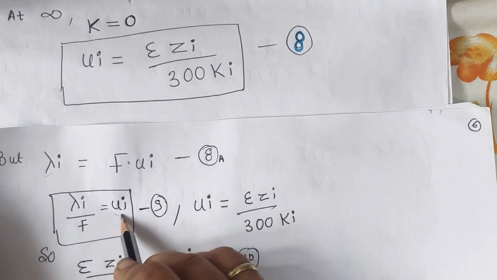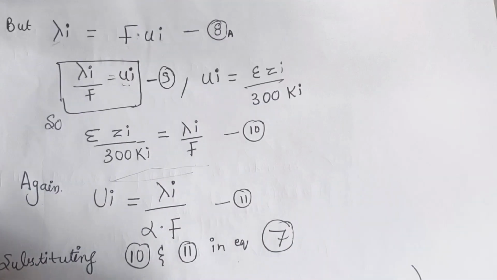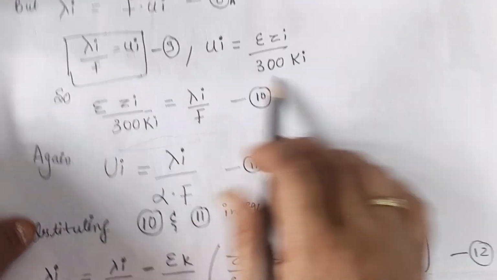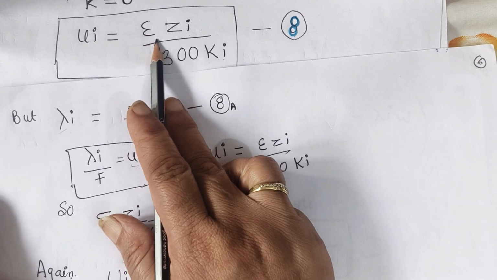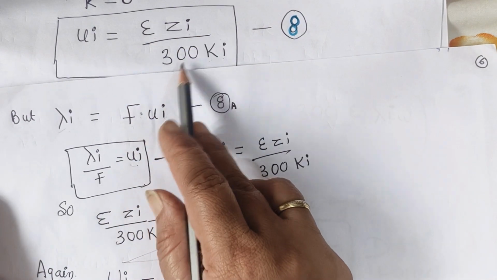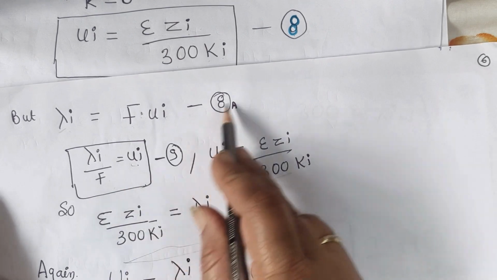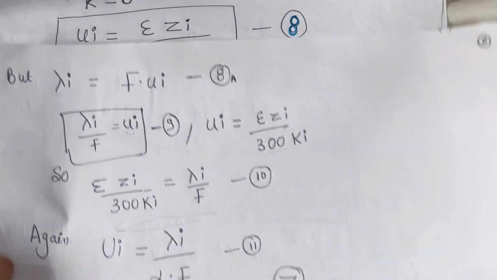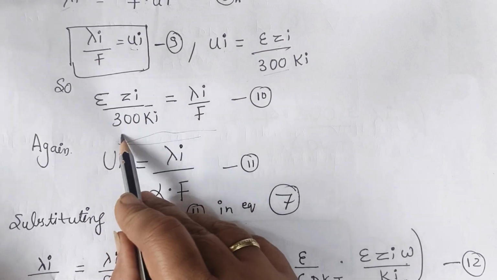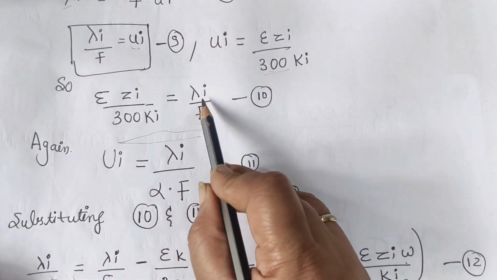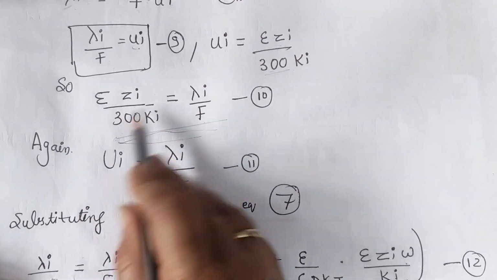is equal to ui. Okay, and one more value is given, that is ui is equal to, what we got in the equation, ui is equal to epsilon zi by 300 ki. Okay, so we have to equate both these terms, right? So equation number 9, and we have equated. So it becomes epsilon zi by 300 ki equals lambda i by F, right? So these two are equal.